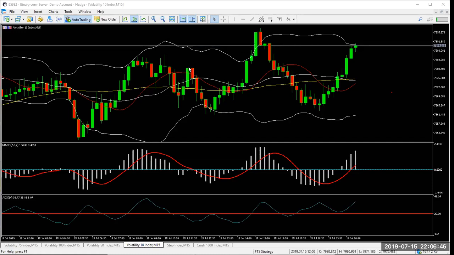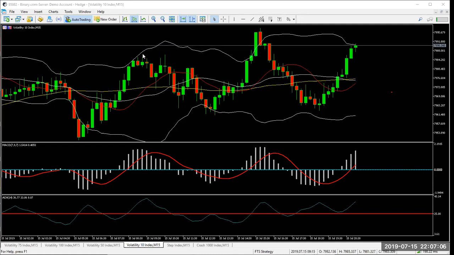The red and the yellow are called the moving average. Okay? Then this is the MACD, and this is called the ADX. All right, so let me explain the function of each of these so we all know.